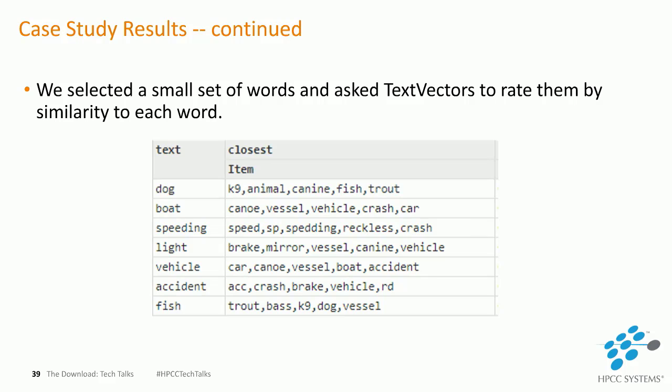Next, we limited the answers to a small set of potential words in order to see the spectrum of what words were considered distant as well as similar. Note that for dog, it found all animal words. For boat, it found various types of vehicle as well as the word crash. This shows the subtlety of the shades of meaning it was able to distinguish.